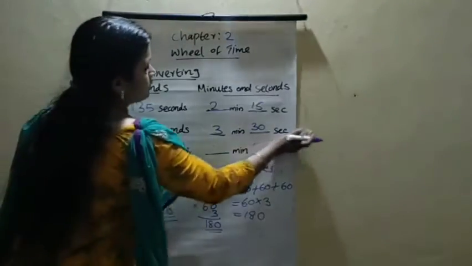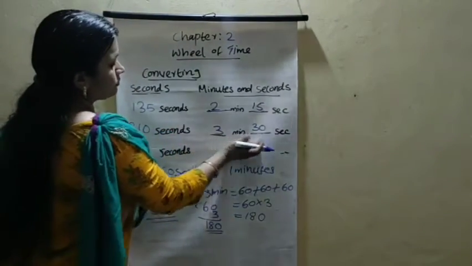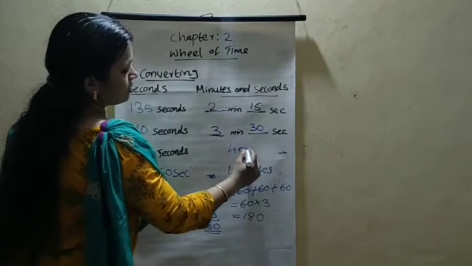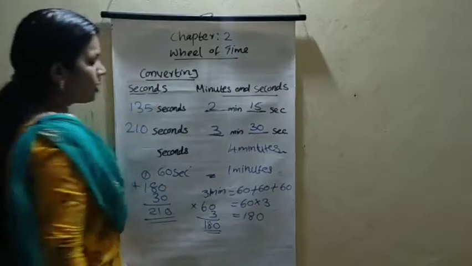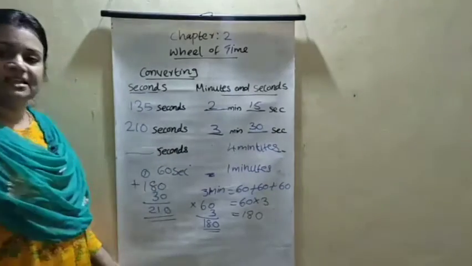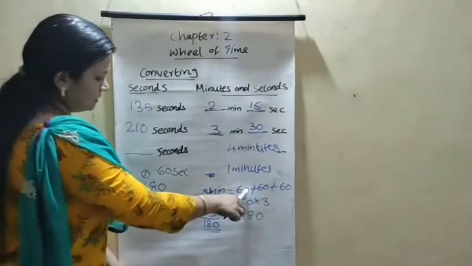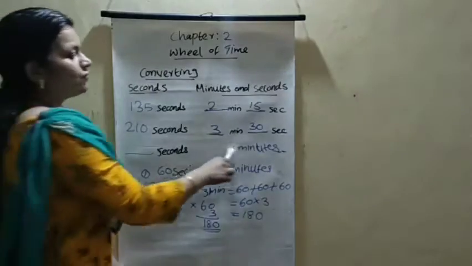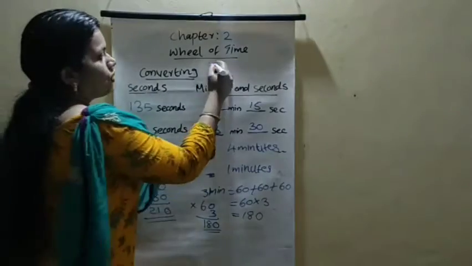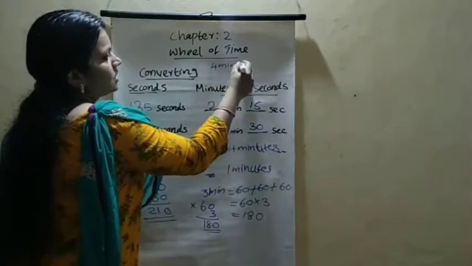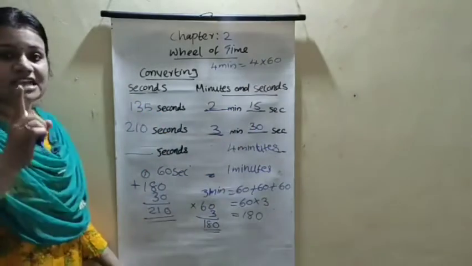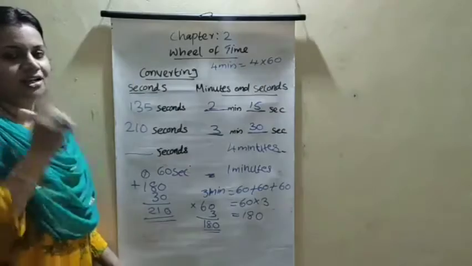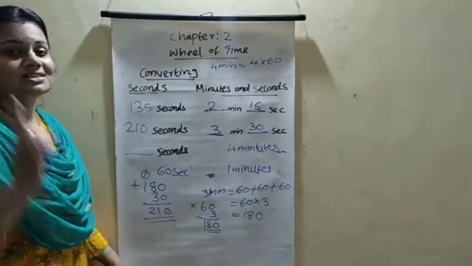Understood. Then this is also given: 4 minutes, minutes only. 4 minutes equals how many seconds? We already know that 1 minute is equal to 60 seconds. So 4 minutes equals what? 4 minutes equals 4 into 60. So you should study the table 6.